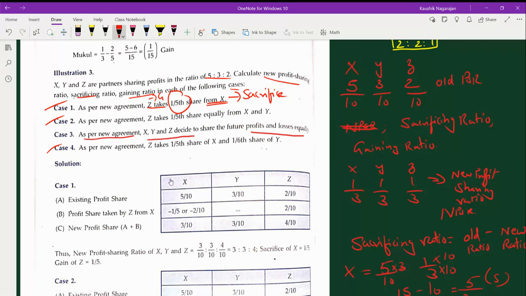So what you're going to do, just write down the three partners X, Y, and Z, and write their existing profit share, that is 5 by 10, 3 by 10, and 2 by 10. In case 1, they have mentioned very clearly X is the partner who is going to give away 1 by 5th. So when you have a keyword here, 1/5 share from X, then you need to subtract. Many students get confused in which case I should multiply and in which case I should subtract. So it is quite simple.